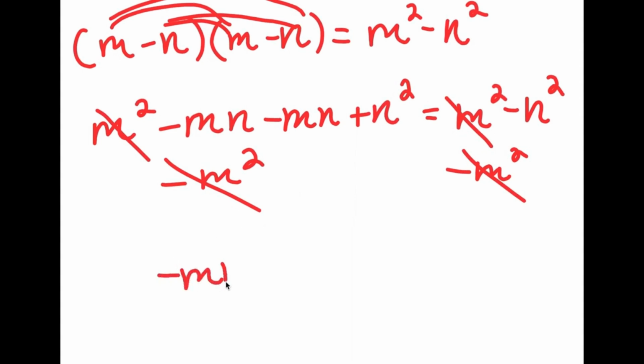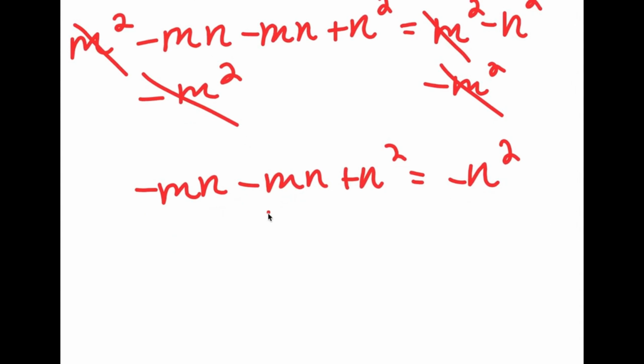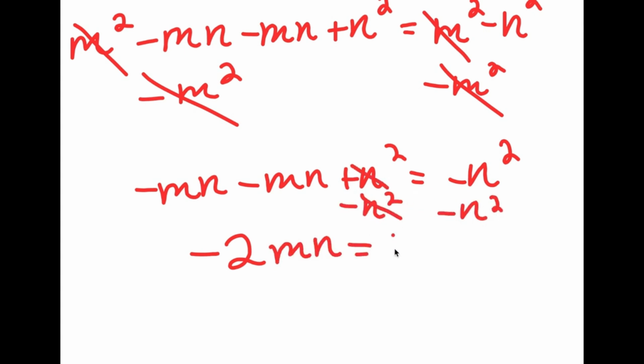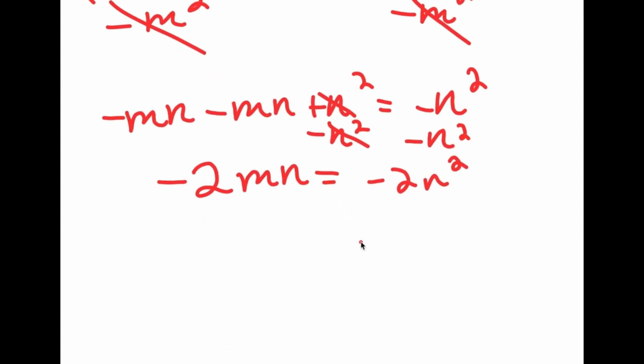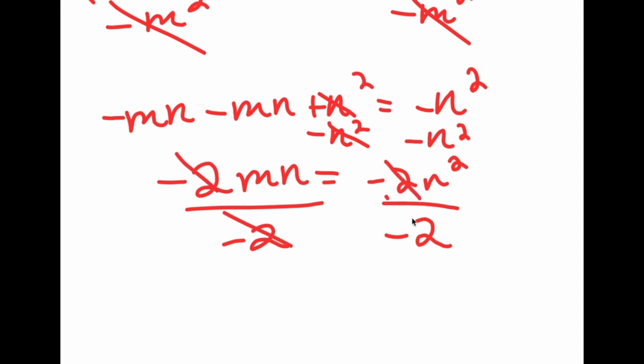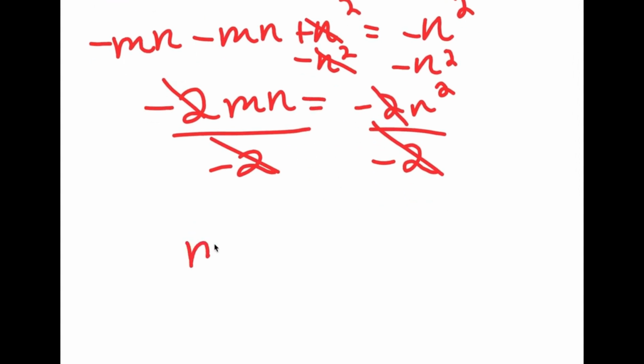And now I'll be left with negative mn minus mn plus n squared is equal to negative n squared. Now negative mn minus negative mn is equal to negative 2mn. And then now if I subtract n squared on both sides, these two cancel out and I get negative 2n squared. Now from here, I can divide both sides by negative 2. So then these two negative 2's cancel out, these two negative 2's cancel out, and I'm simply left with mn is equal to n squared.